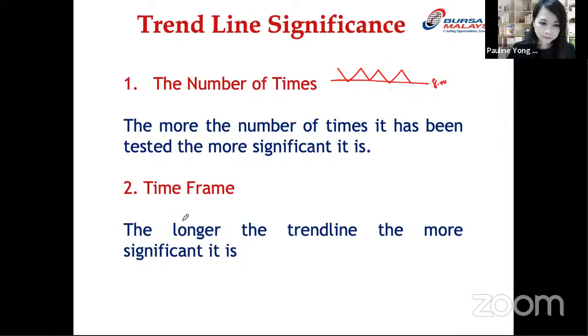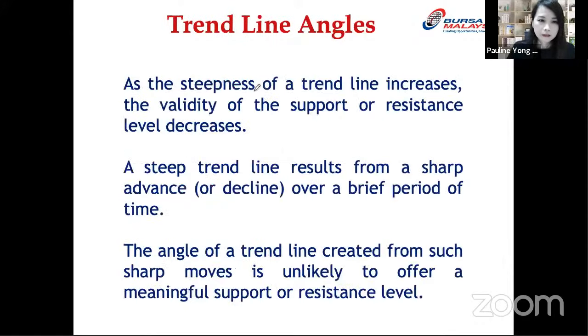And the time frame: of course, the longer the trend line, the more significant it is. And the angle: the steeper it is, the more powerful it is. However, it is also less sustainable because it is so steep, so it may not continue forever. Such a steep slope will correct, and then it will go on to a more gentle slope. And the gentle slope will be more sustainable.